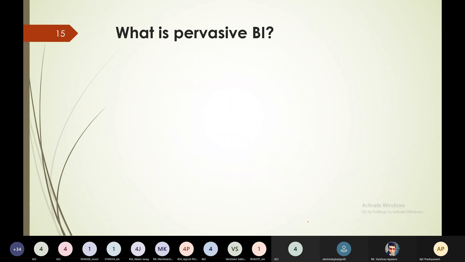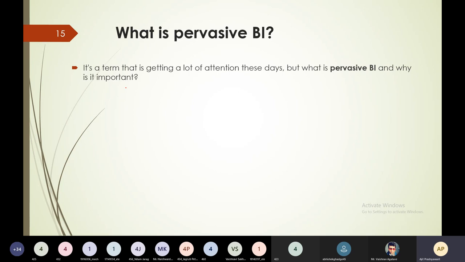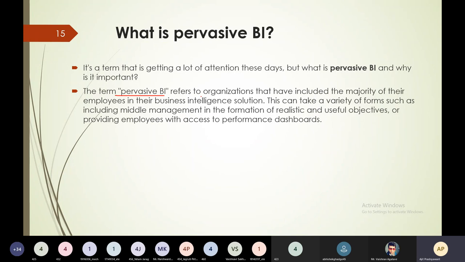Next is, what is pervasive BI? It is a term that is getting a lot of attention these days, but what is pervasive BI and why is it important? The term pervasive BI refers to organizations that have included the majority of their employees in the business intelligence solution. Suppose you have thousands of employees and all employees are included in your BI, then it is called pervasive BI. Almost all parts will be present in the business process, then it is called pervasive BI.